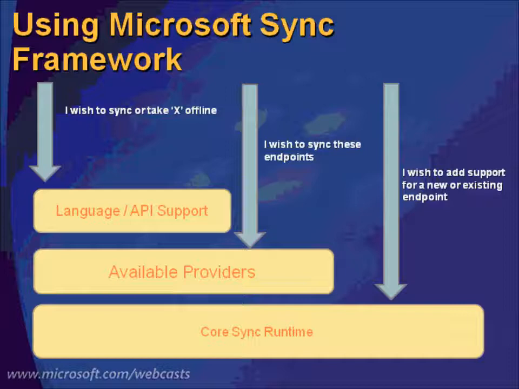In the middle, we have the ability to say, I wish to sync these endpoints. And these endpoints that we're talking about are endpoints that already have sync providers. So maybe they're both relational databases, so we can use two different relational sync providers, and we just want to synchronize them. Or maybe we have one for FeedSync and then one for a relational provider. But they both have sync providers. Those endpoints have providers which talk. And so it's just a matter of configuration to be able to sync up these different endpoints.